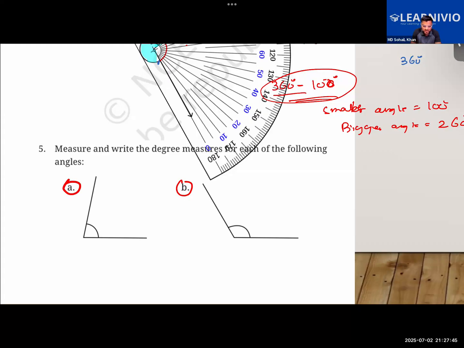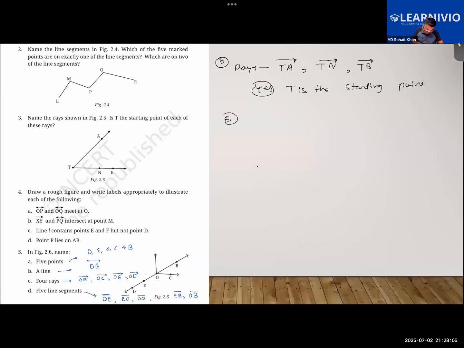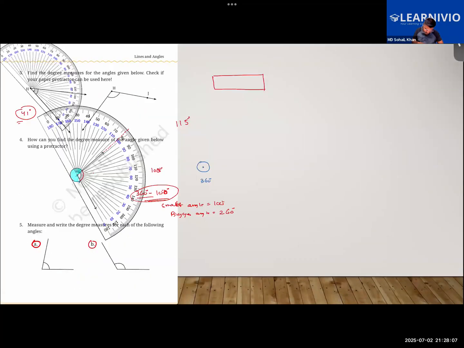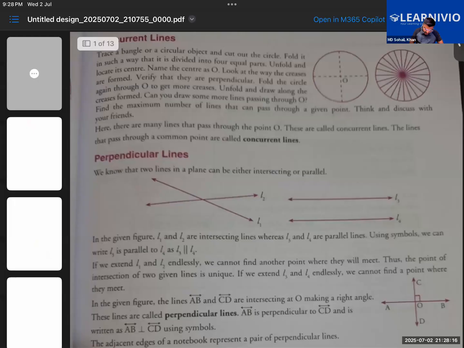Okay, ninth question: you have to estimate the measure of different angles in the given figure, and verify the accuracy by actual measurement. So try doing this one as well. Okay, these ones we have done. I believe there are a few more questions from this exercise, and we'll be doing those in the next class.